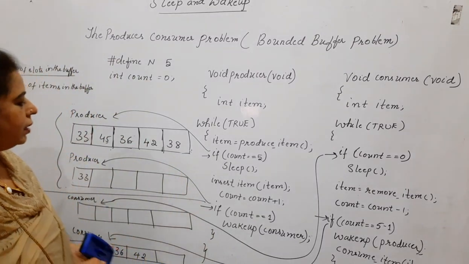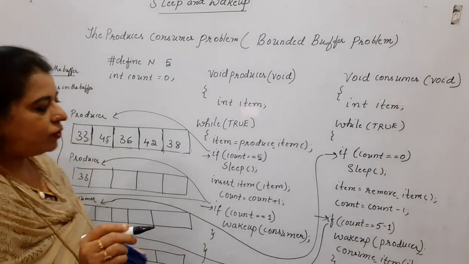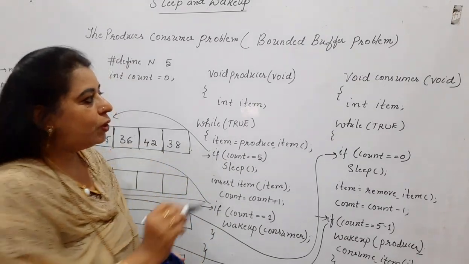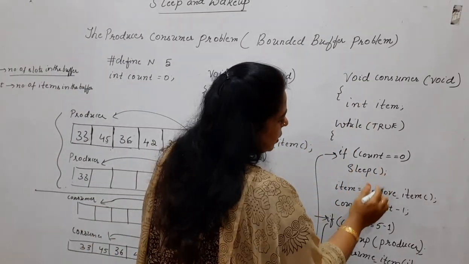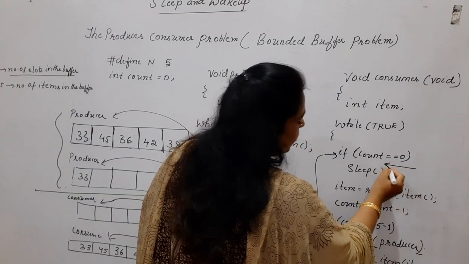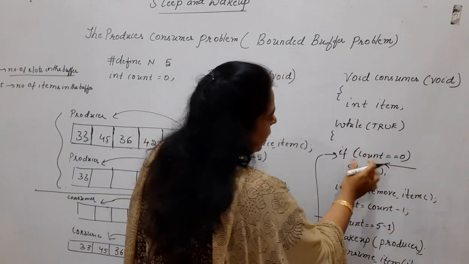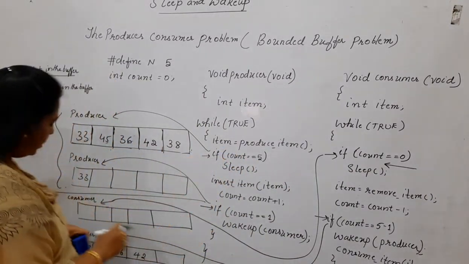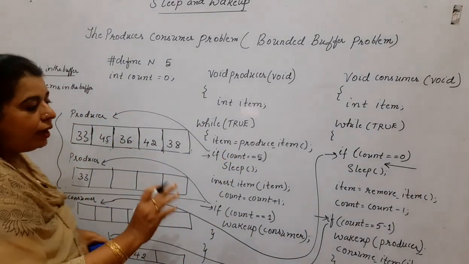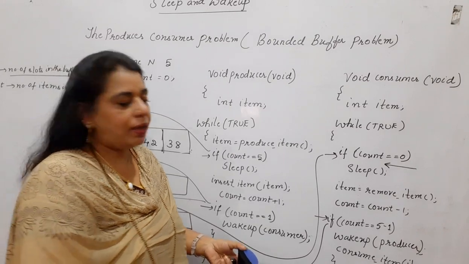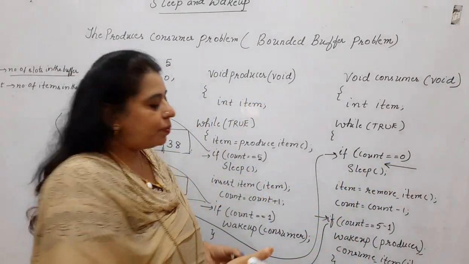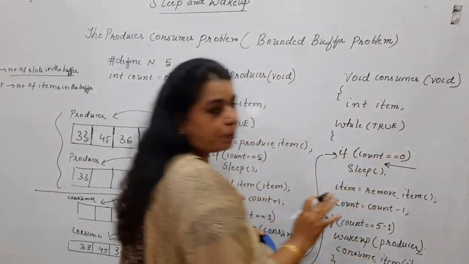Now in this particular situation, we should not forget that context switching can happen at any point of time. So in the consumer code, suppose context switching happens at this point, the consumer has executed this line, if count is equal to 0. That means the consumer is seeing that everything is vacant here, there is nothing, and at that moment context switching has happened. That means the consumer process is preempted.